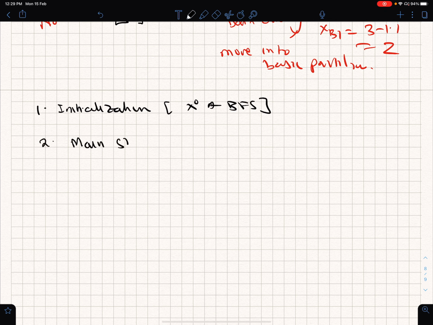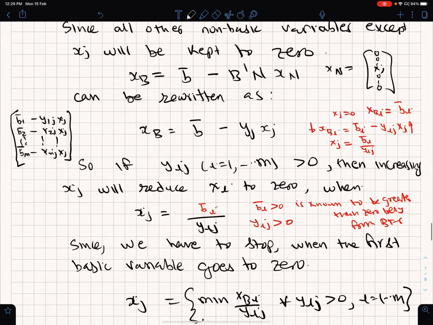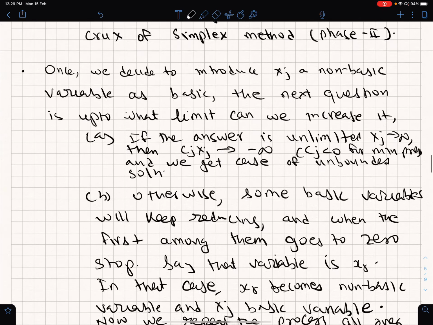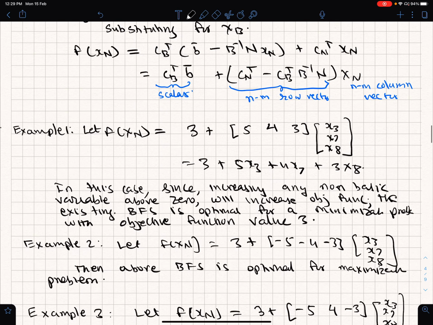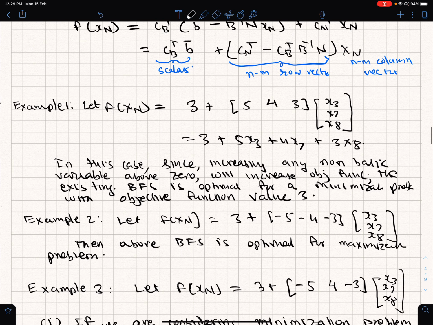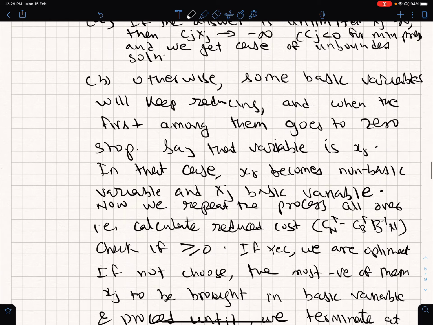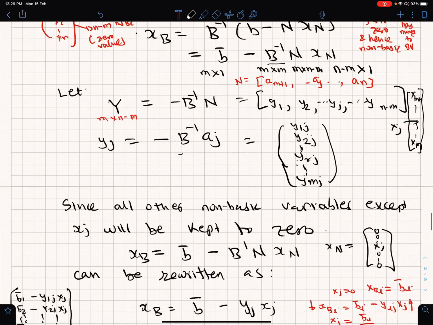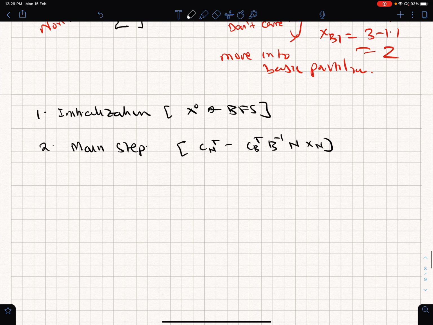Then there is a main step, and that main step is to calculate Cn transpose minus Cb transpose B inverse n. Is this the reduced cost? Let us check. Cn transpose minus Cb transpose B inverse n. This is what we have to calculate.